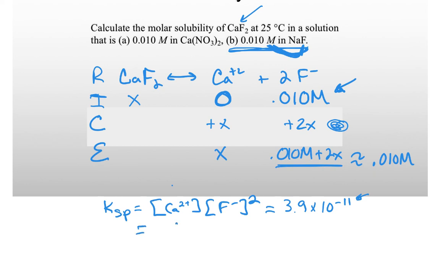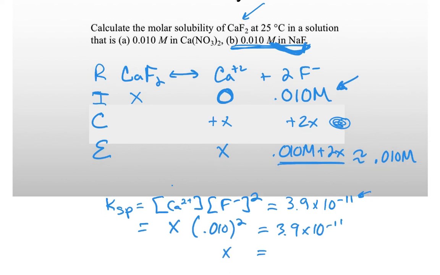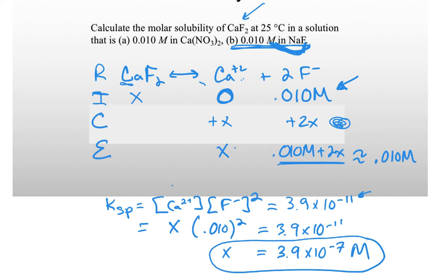By making that assumption, this becomes X, and this becomes 0.010 squared, and that equals 3.9 times 10 to the negative 11th. If I solve that for X, we get 3.9 times 10 to the negative 7th molar. That is our value for X, which is our value for the Ca2+, which is related to this by a 1-to-1 stoichiometric ratio. There then is our answer. And if we were to calculate this without the common ion, we would see that the solubility would be much higher.